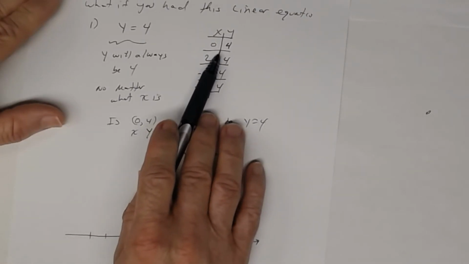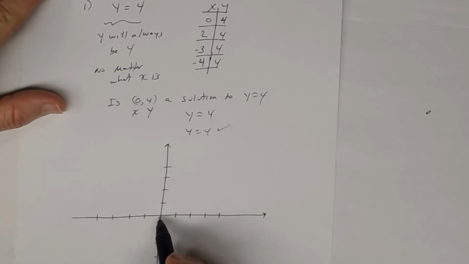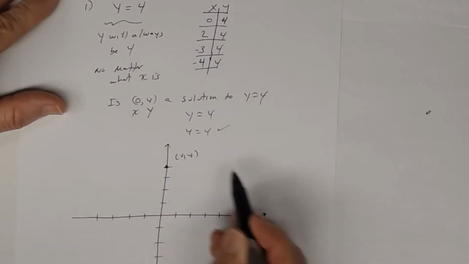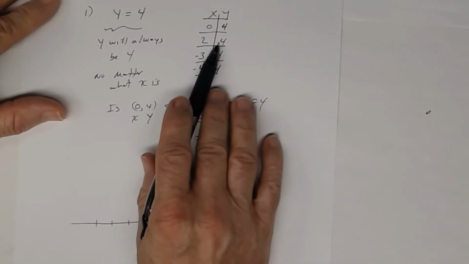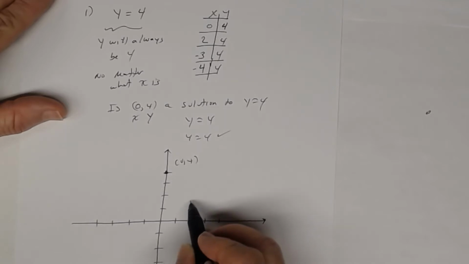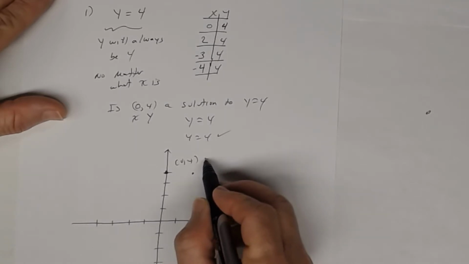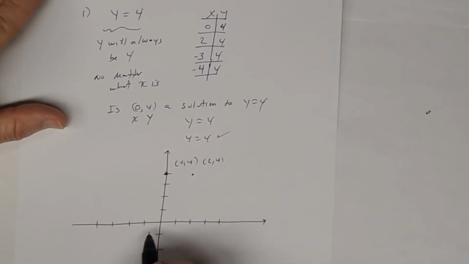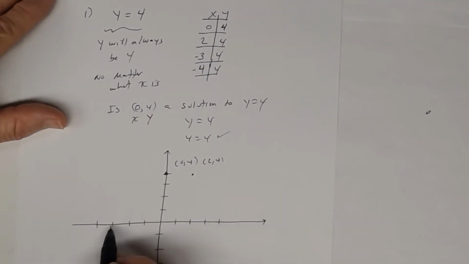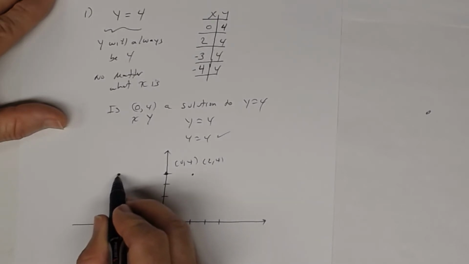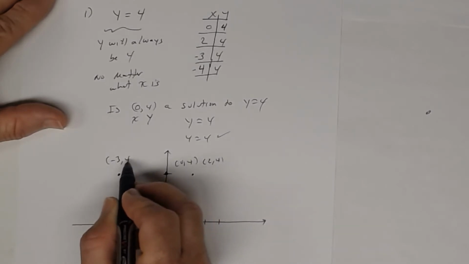All right. So I'm going to plot the point 0, 4. So 0, 4, here's the origin. I'm going to go up 4. So here's the point 0, 4. Now I'm going to plot the point 2, 4. So 2, 4 is a solution. So here's 2, here's 4. Right? And then we'll plot the point negative 3, 4. Here's negative 3. You go to the left, negative 3, and up 4. So there's the point negative 3, 4.